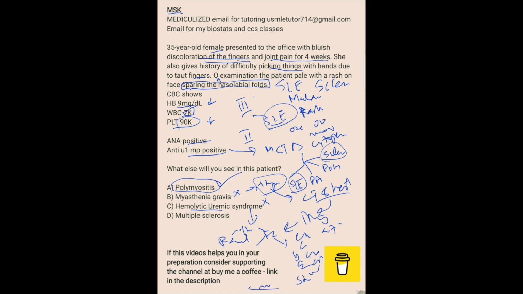Shiga toxin damages the endothelium. Microthrombi form. Platelets are consumed. You get thrombocytopenia. Red blood cells are sheared, forming helmet cells or schistocytes, and you get hemolytic anemia, something called MAHA, microangiopathic hemolytic anemia. This is the wrong answer here. You will not see this in mixed connective tissue disease. Multiple sclerosis is the wrong answer.